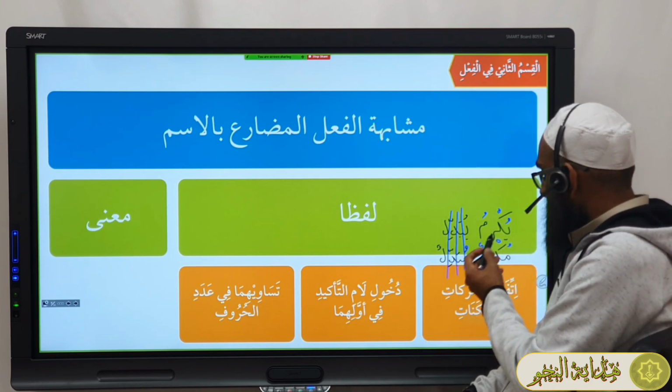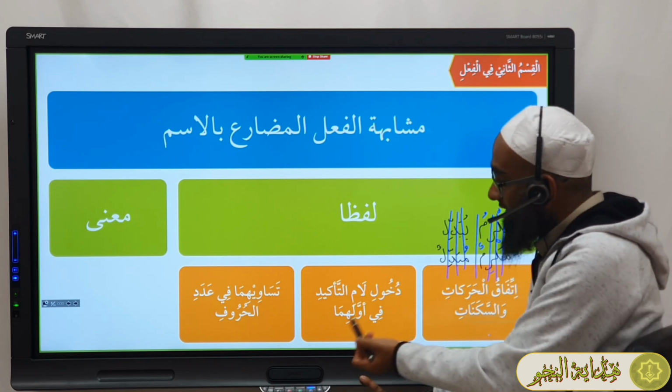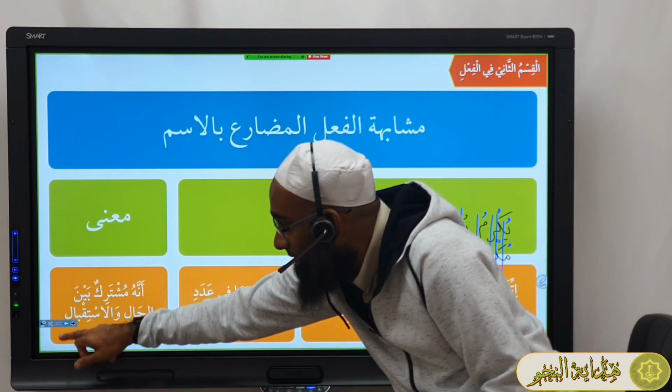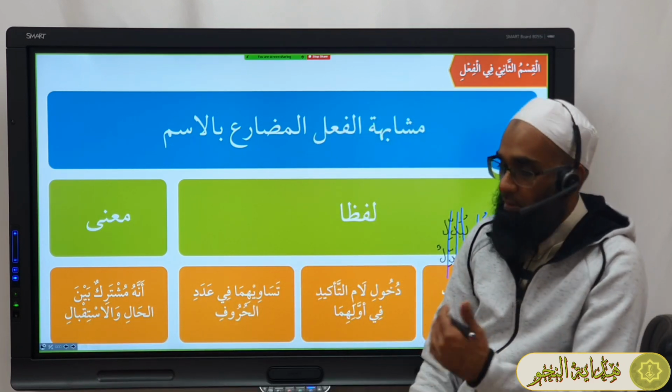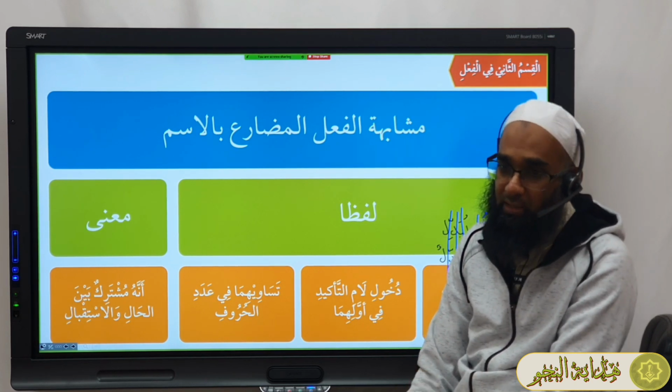Similarly, the number of letters, the ism al-fa'il, ism maf'ul, same number of letters. So in these three aspects, the wording is the same. And in terms of the meaning, they also have similar meaning. Why? Because the fi'l mudari has hal and mustaqbil meaning. Ism al-fa'il also have hal and mustaqbil meaning.